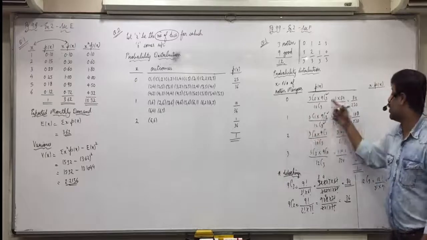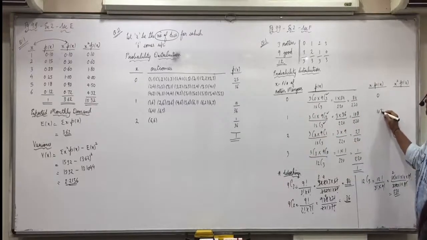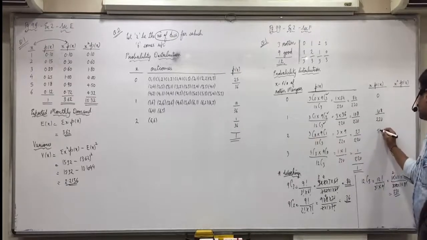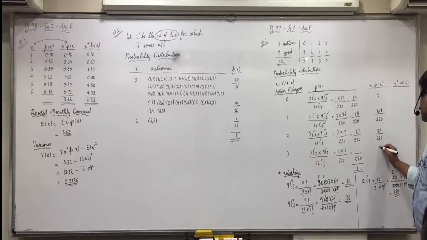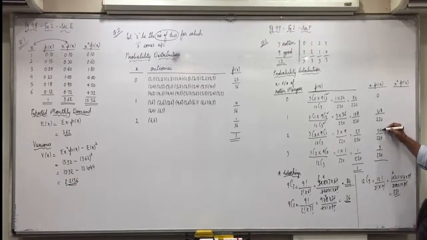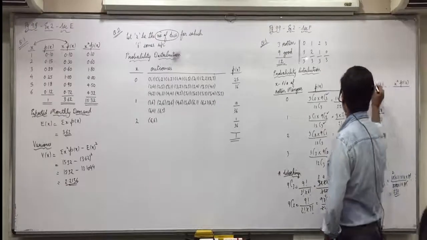Now we can make these two workings. x into p(x): 0 into 84 by 220, 0. 1 into 108, 108 by 220. 2 into 27, 54 by 220. 3 into 1, 3 by 220. 108 plus 54, 162 plus 3, 165 by 220. And then how do you get x square p(x)?